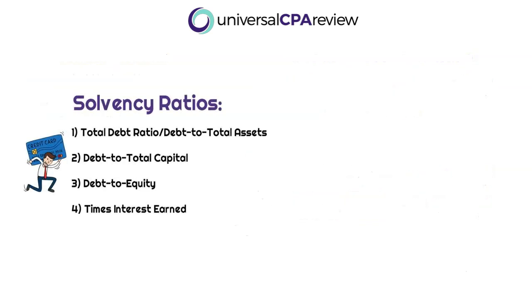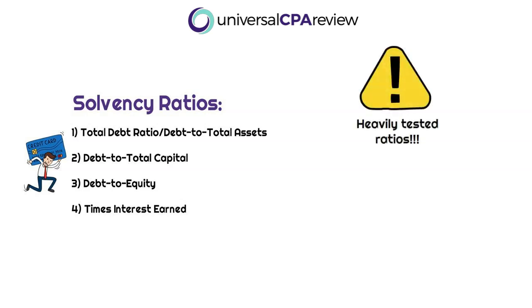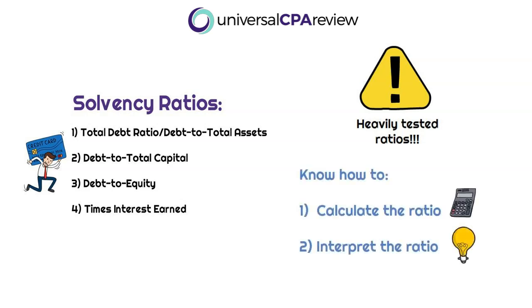So we went through all 4 different types of solvency ratios. Again, these are heavily tested on the exam. Not only will you have to know how to calculate the ratios, but I can almost tell you if you see these in a simulation, they're going to be very focused on your ability to interpret the ratios and help make business decisions on what the company should do from an equity or debt perspective, right? So make sure you know those 4 ratios.